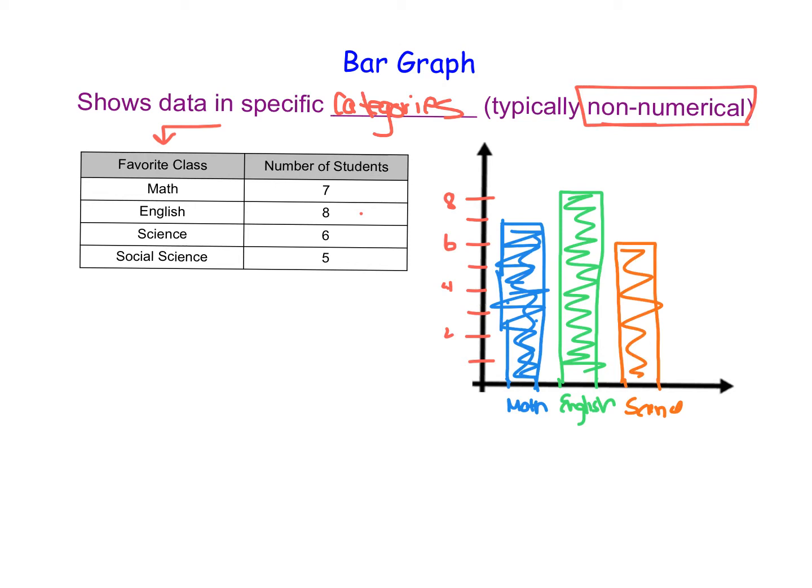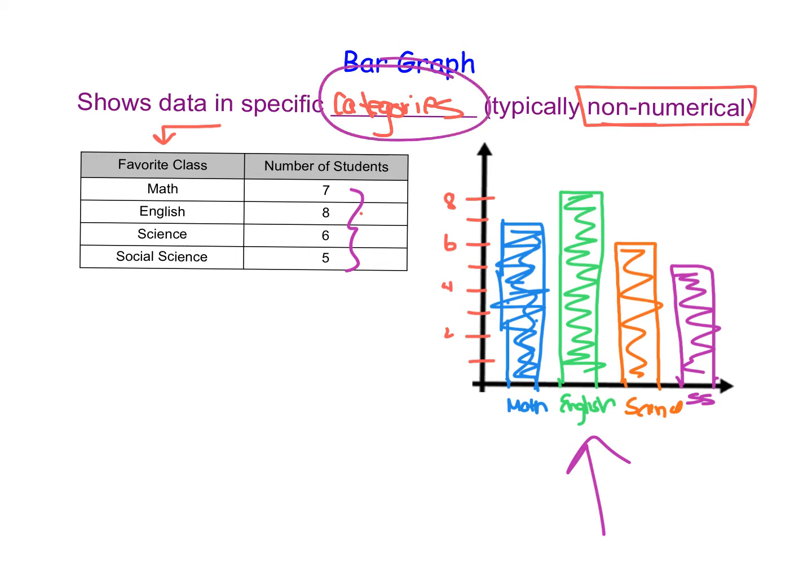And then we have our last one, which is social science. So that one will go up to 5. So I'm just going to put SS for social science, go up to 5, and draw. So you can see the categories, we give each little category a space on the graph, the order in which doesn't matter, and then we just draw out the representation of how many students they have. So this is used for categories that are non-numerical.